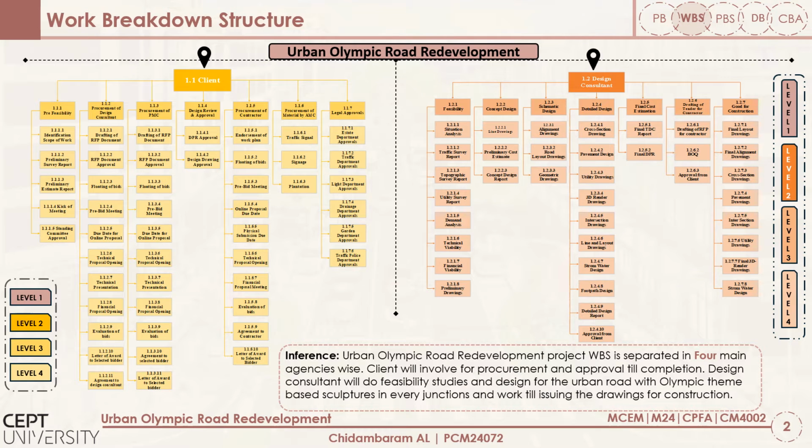The next assignment is work breakdown structure. To ensure systematic execution, the work breakdown structure is separated stakeholder-wise. There are four main stakeholders involved in this project: client, design consultant, PMC, and the contractor. Client oversees the procurement and approvals, while the design consultant manages the feasibility studies and detailed design.